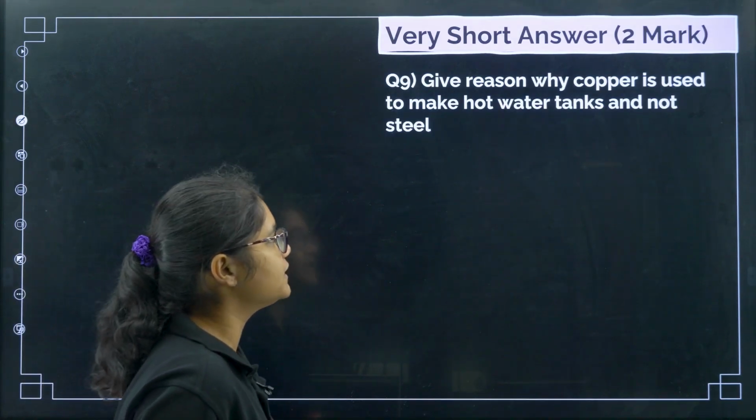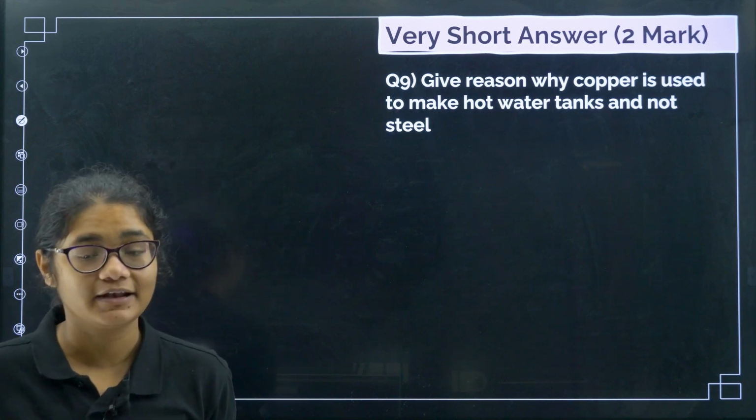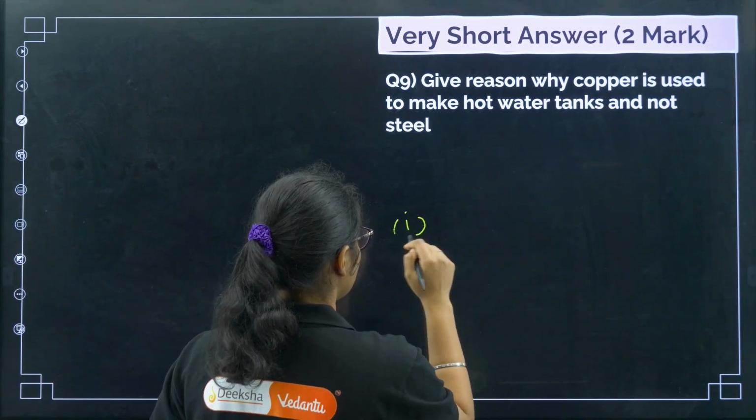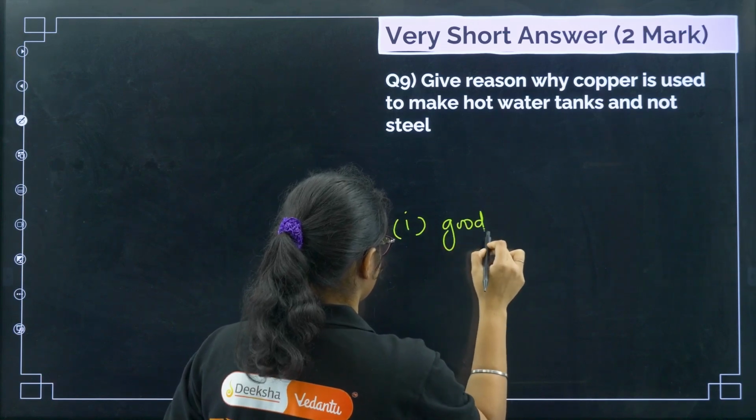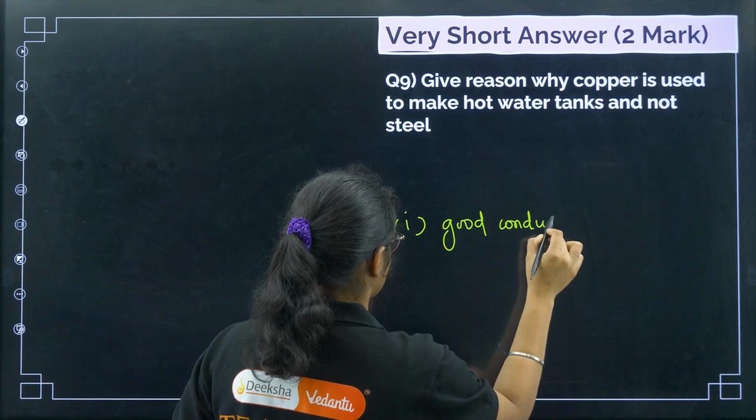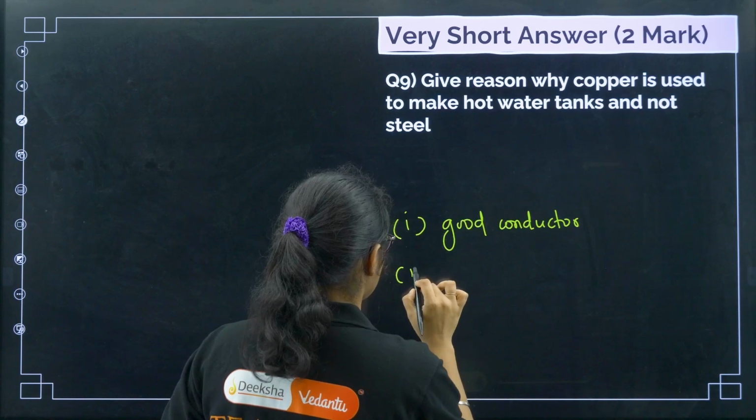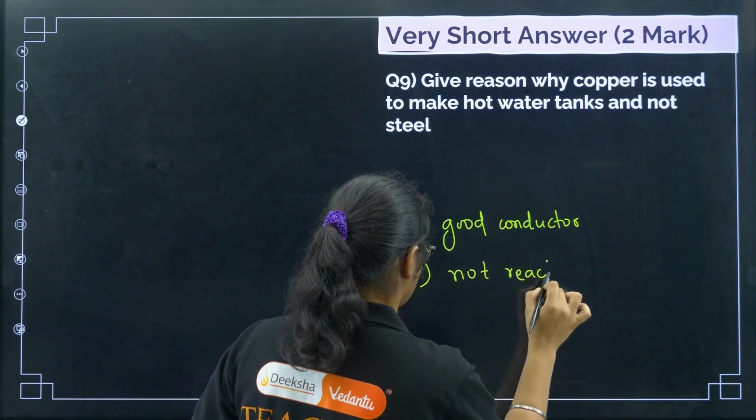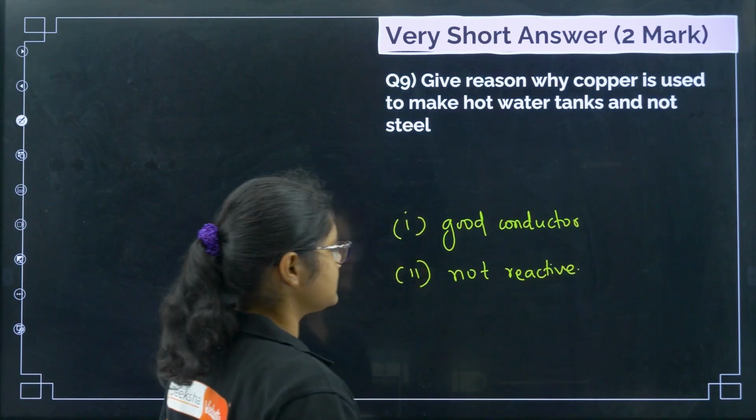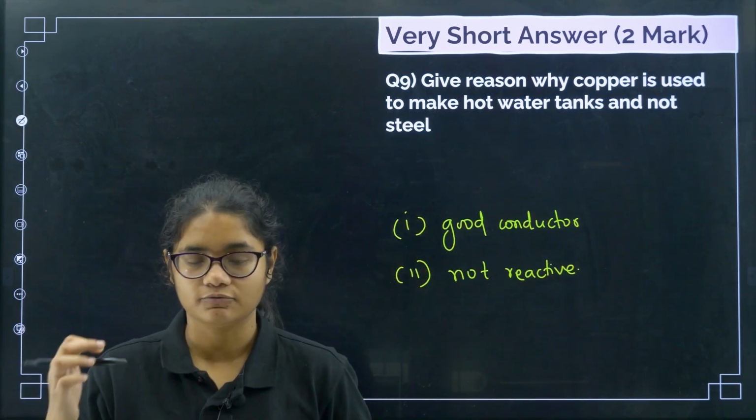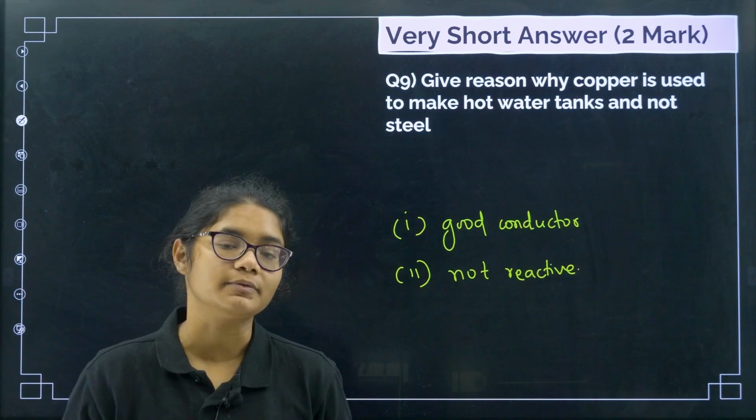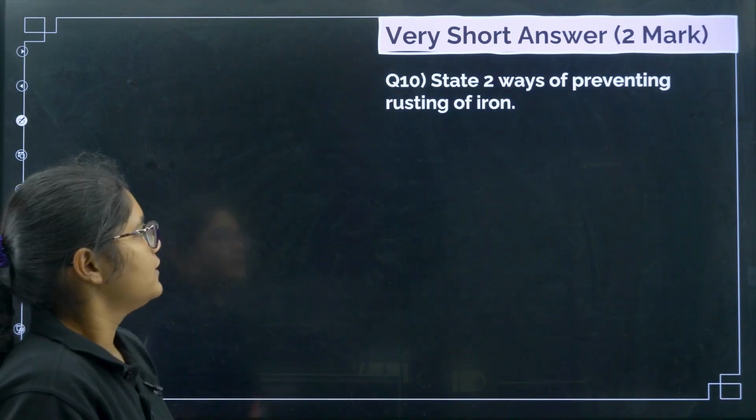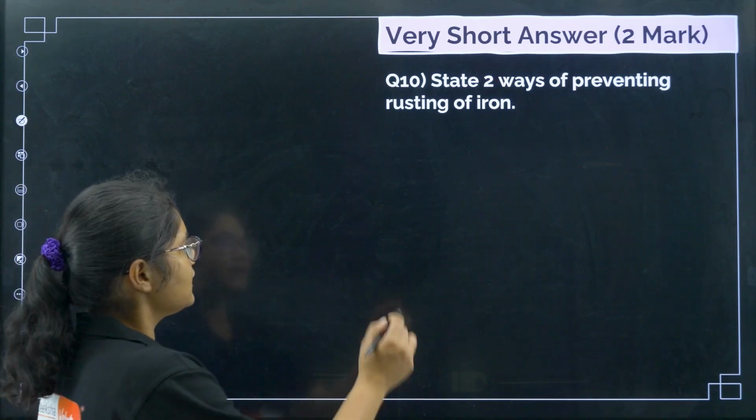Okay, let us see the next question. Give reason why copper is used to make hot water tanks and not steel. So what are the properties of copper that make this happen? First you can write, copper is a good conductor of heat. And the next one is, it is not reactive, it doesn't react with water. So with these 2 properties, copper is used to make hot water tanks.